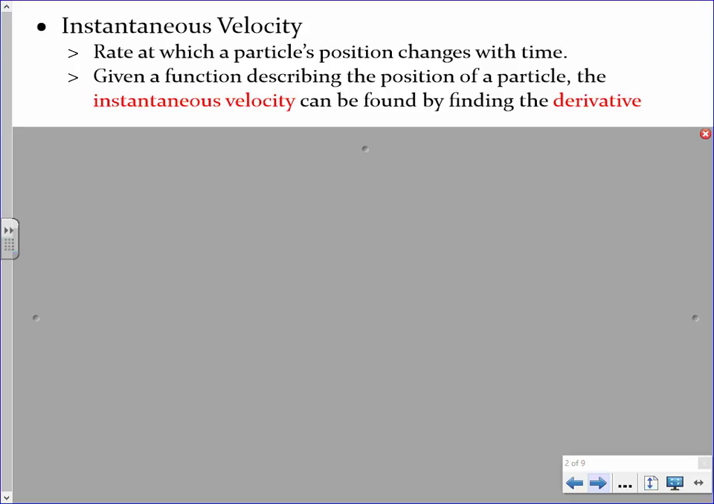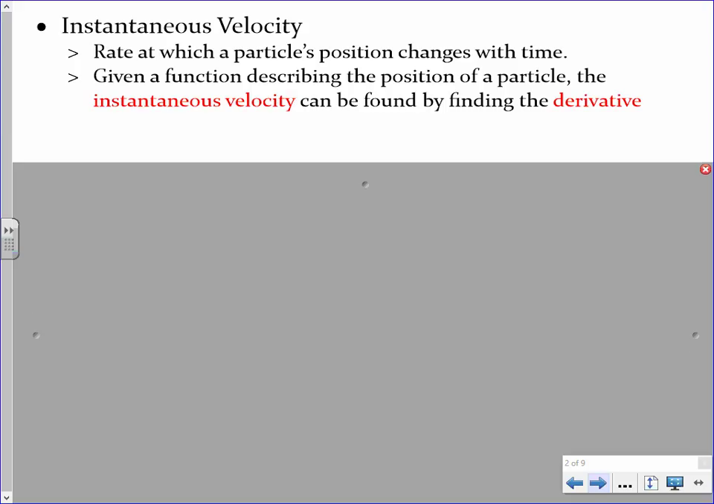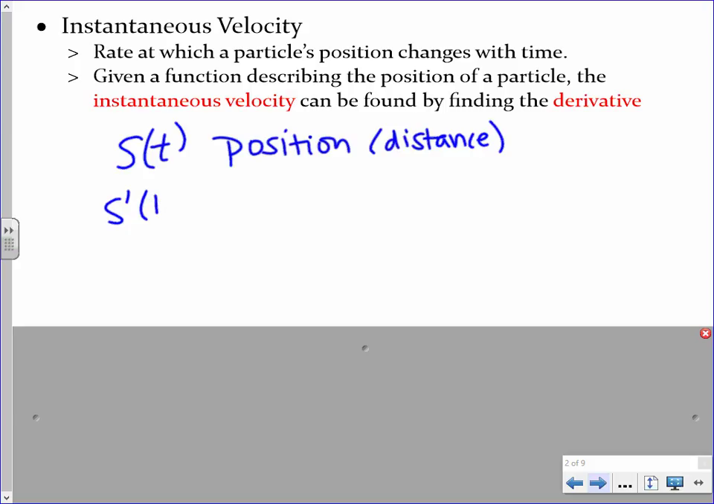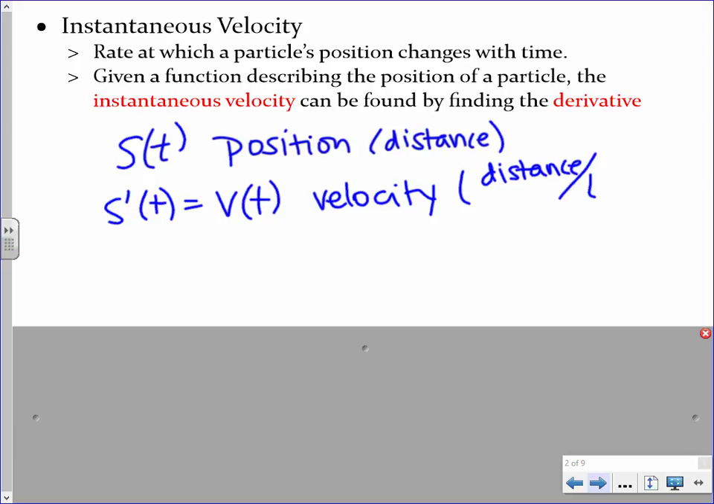Okay, so let's write a couple things down. You have this on your gold sheet. So if S of t is position, which is our distance, then our derivative is velocity, which we're going to measure as distance over time.